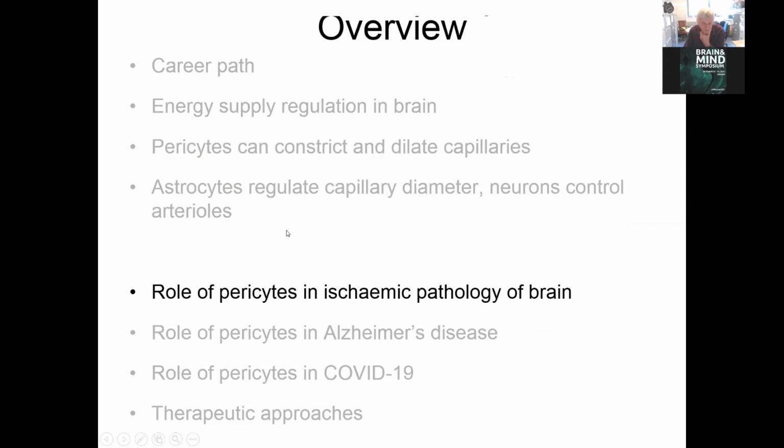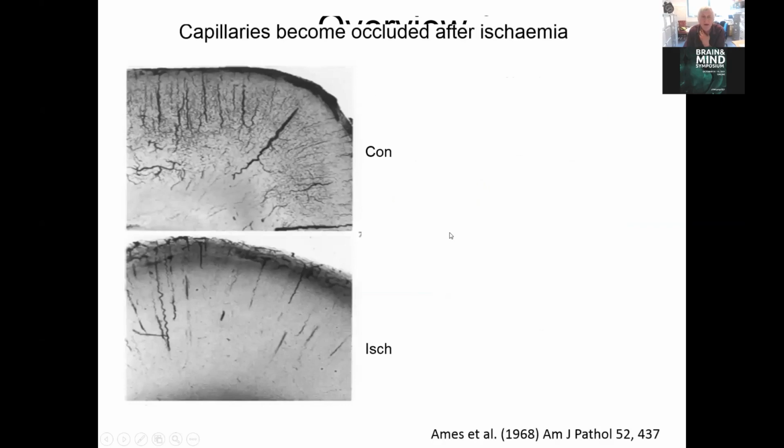So that was physiology. I want the rest of the lecture to be devoted to three types of pathology: stroke, Alzheimer's disease, and COVID-19. I'm going to start with stroke. 1 in 5 women in the audience is going to have a stroke, and 1 in 6 men is going to have a stroke.